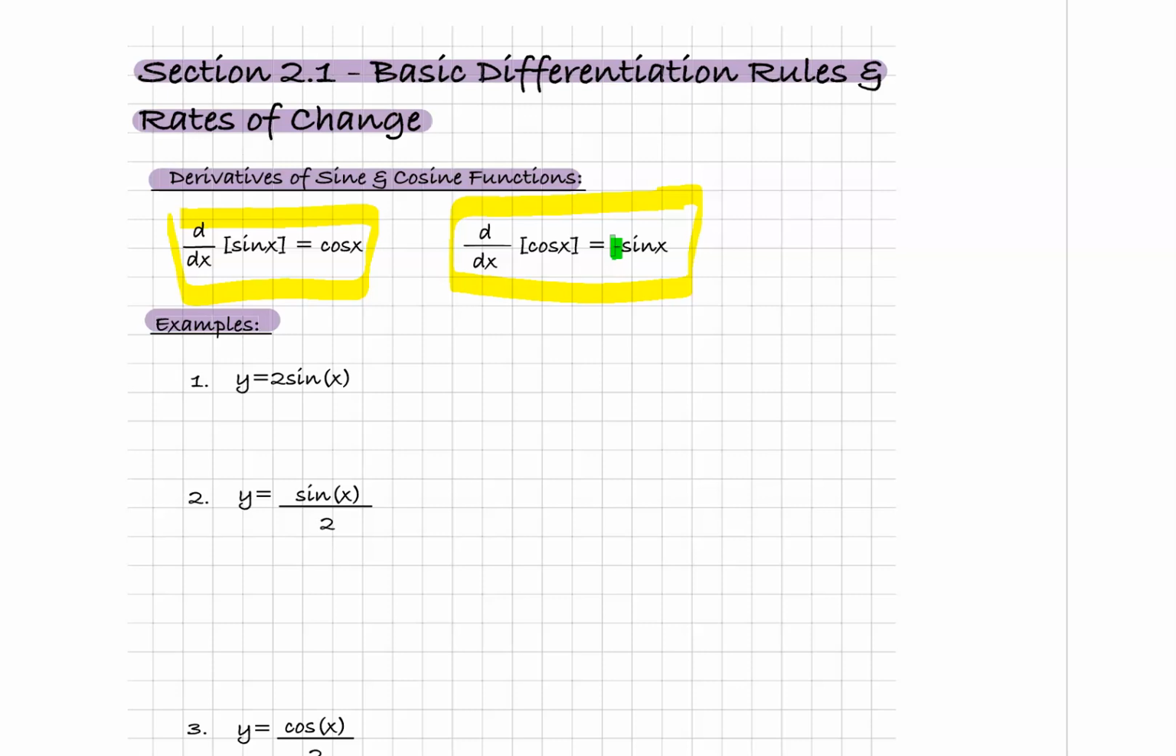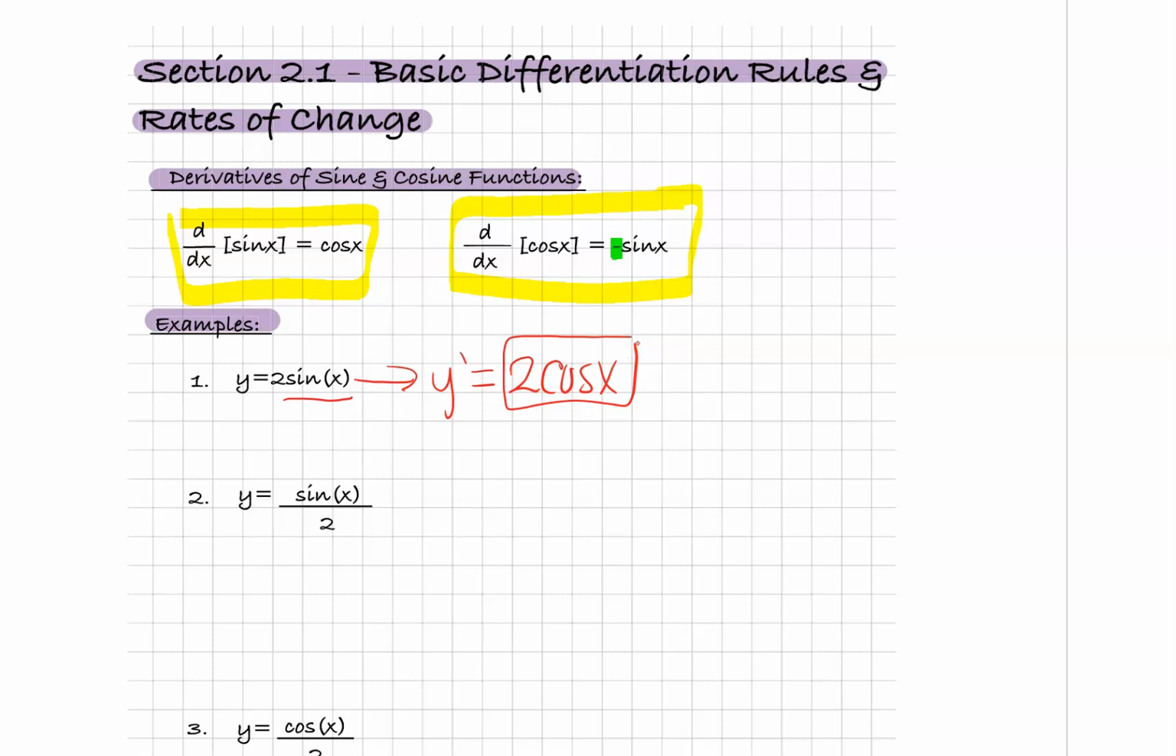So if we look at these 2 examples, we're still going to use our other rules that we've seen, but now we're going to plug in these 2 trig rules. So first example says y is equal to 2 sine x. So when I come in here and I go to take the derivative, 2 is just going to stay where it is. The derivative of sine x is cosine x, and we're done.